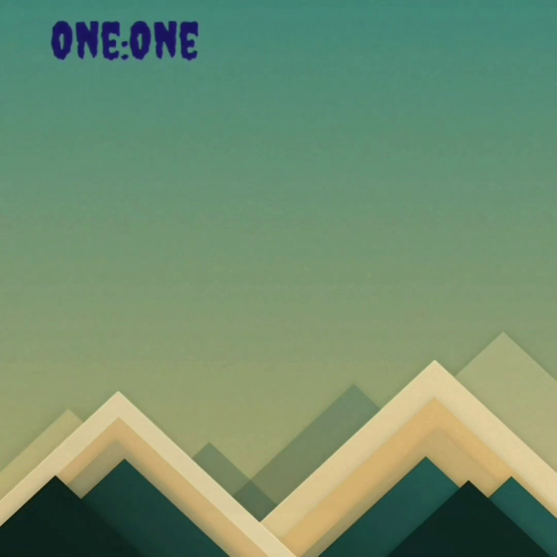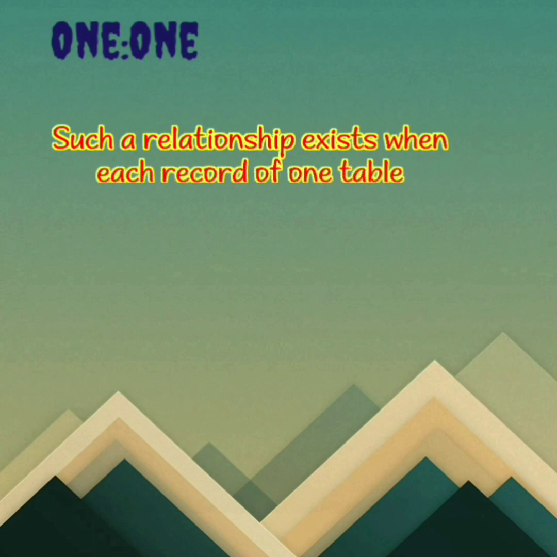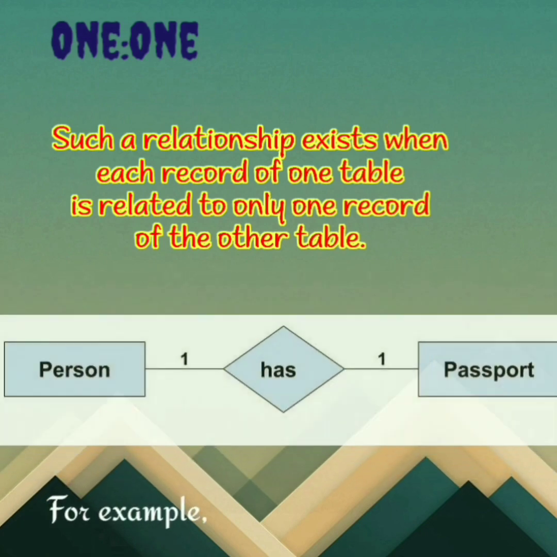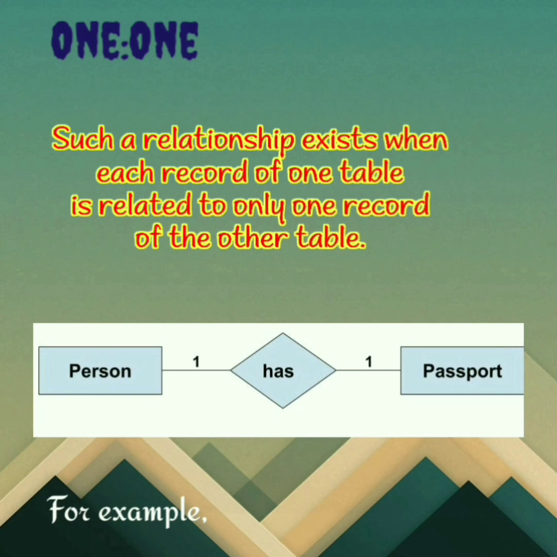One-to-one. Such a relationship exists when each record of one table is related to only one record of the other table. For example, if there are two entities, person and passport, each person can have only one passport and each passport belongs to only one person.